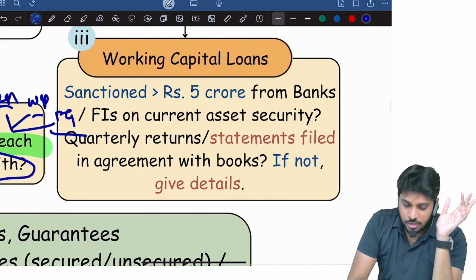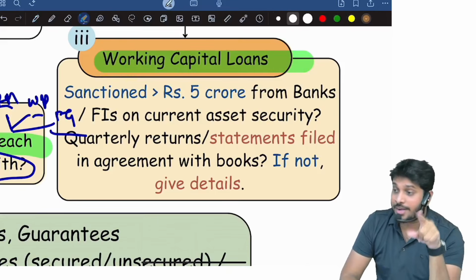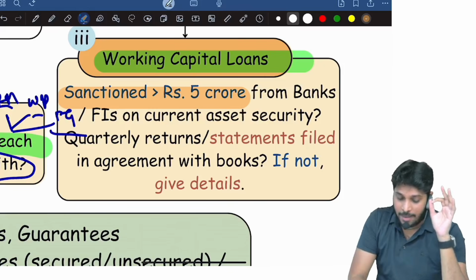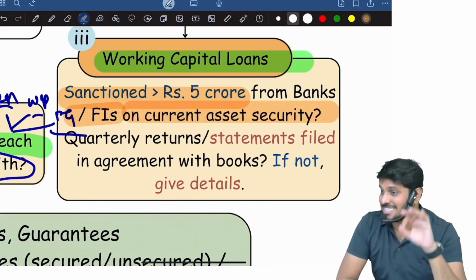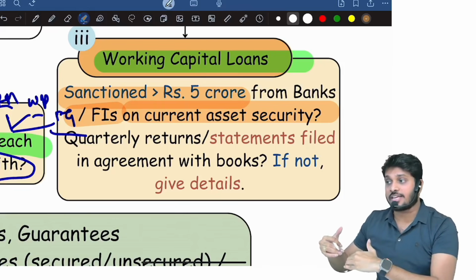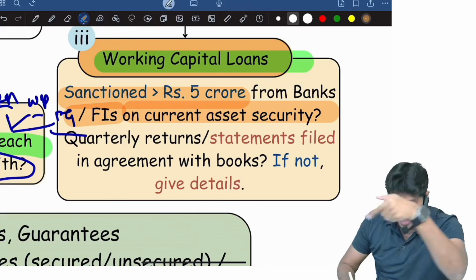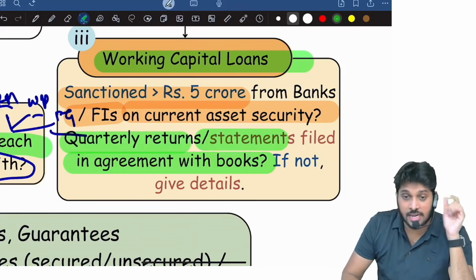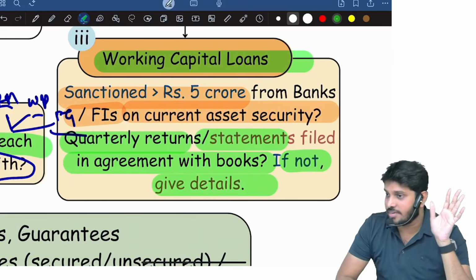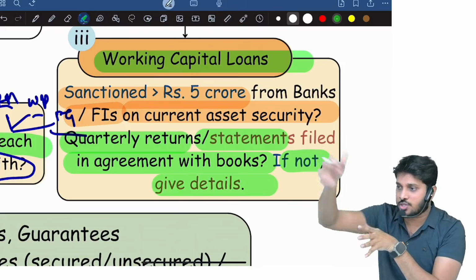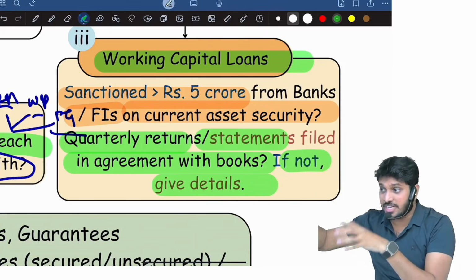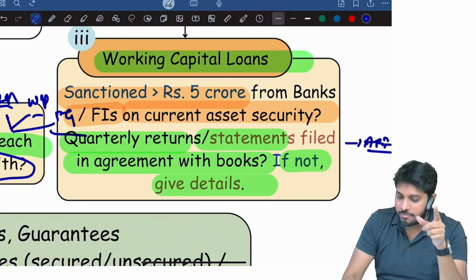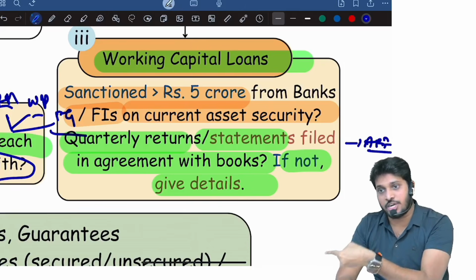Next, suppose the company has taken a working capital loan. Is the company sanctioned any working capital limit of more than 5 crore from banks and financial institutions on the basis of current assets? If at all the company was sanctioned working capital limits of more than 5 crores, only then is this clause applicable. Then what does the auditor have to verify? Whether quarterly returns and statements filed are matching with books of accounts? If not, give details. Whether quarterly statements which the company files with bankers are matching with books of accounts data on the same dates. If there is a difference between books of accounts and statements filed with the bank, give a disclosure. Remember, this is also additional regulatory information which the company has to disclose in financial statements as per Schedule 3. Are you clear?